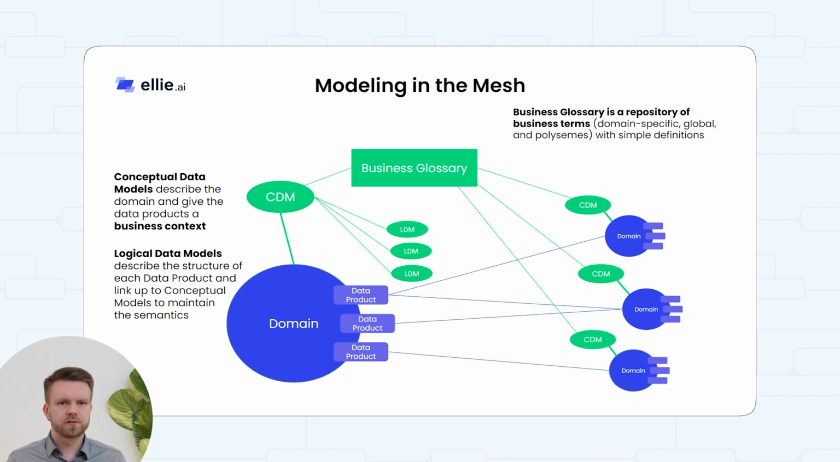Having all these conceptual data models, having the business glossary connect all these domains also enables you to, if you like to, create a kind of higher level understanding, a mapping, an enterprise level model that really tells you how the domains are interconnected. So that's what modeling looks like in the mesh.